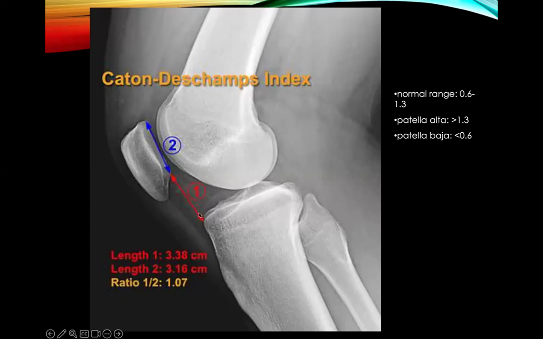So here it is a ratio of 1 over 2, 1 being the distance between the anterior angle of the tibial plateau to the most inferior part of the patellar articular surface, and 2 being the patellar articular surface length. Caton-Deschamps index is A by B, wherein the normal range is 0.6 to 1.3. If the value is more than 1.3, then you say that it's patella alta. If it is less than 0.6, it's patella baja.